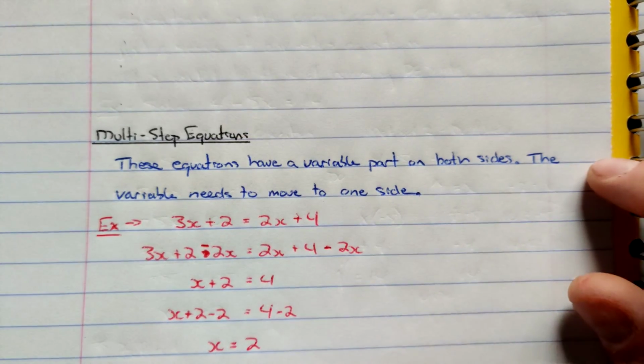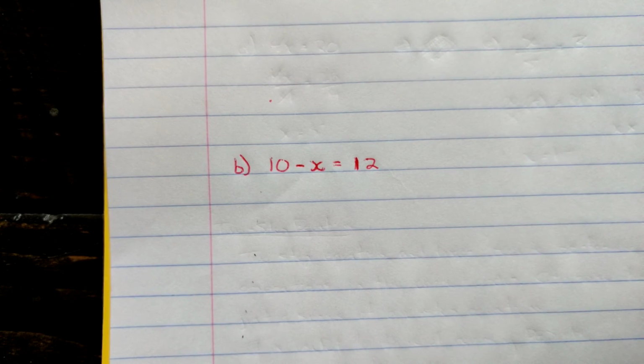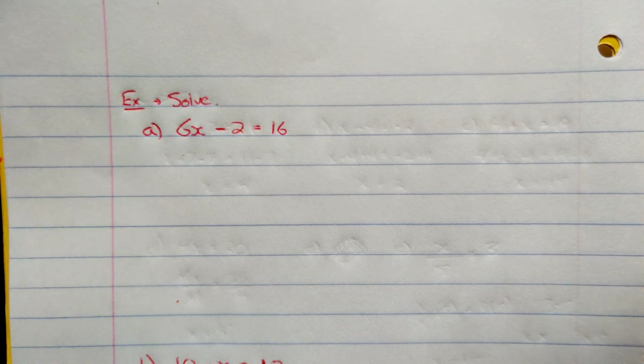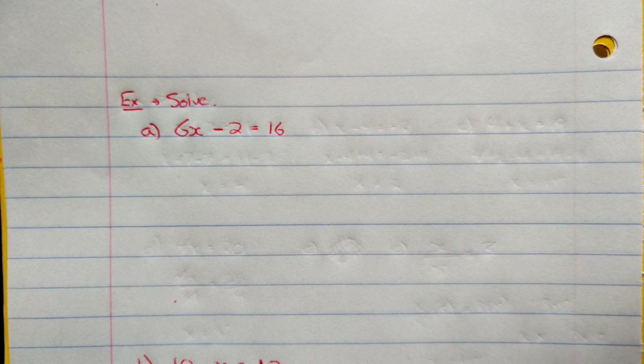Now there's one more, or a couple examples, and then we'll look at one more type of multi-step equation, and then we'll be done with this section. So, solving 6x minus 2 equals 16. I'll show you both methods.